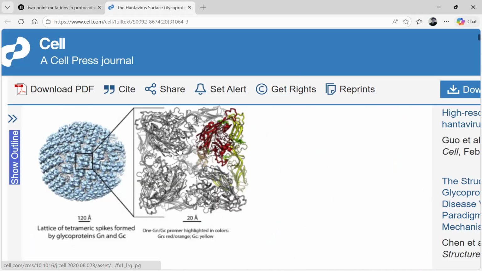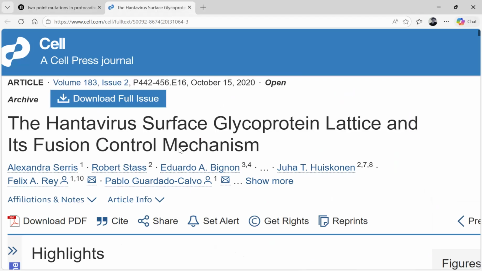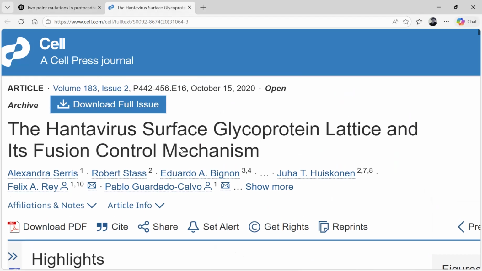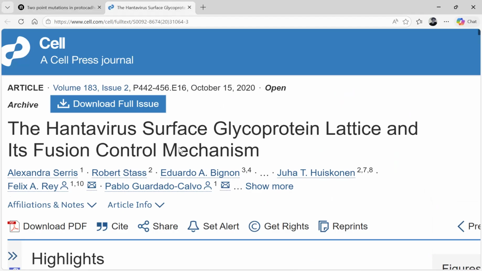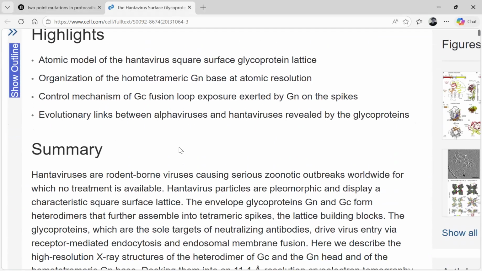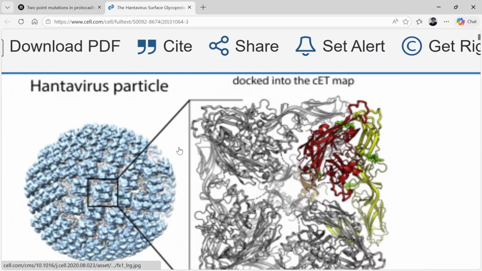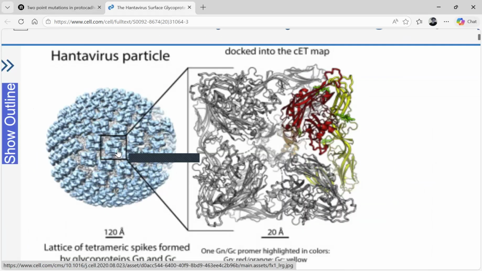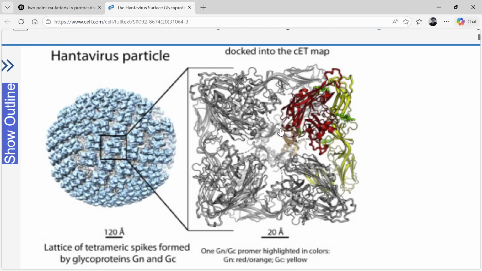Now I want to talk about actually the spike. Now this is a paper that was published in Cell. This was published October 15th, 2020. This is about the glycoprotein. And so it's specific to the GN and GC. Now, just a refresher, I stated before that the spike on the hantavirus is a tetramer. And the tetramer is basically 4 units. And in each one of those units makes up the GN and the GC that we were talking about earlier. And the actual location of GN is here, and the GC is here.